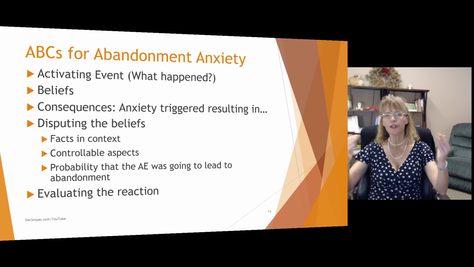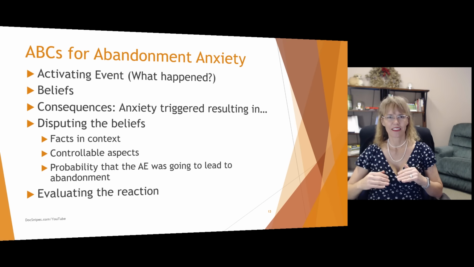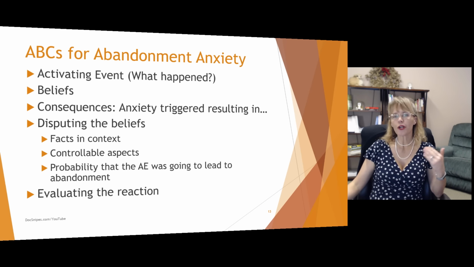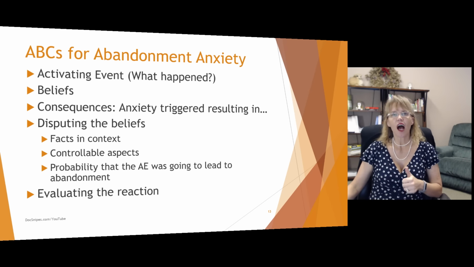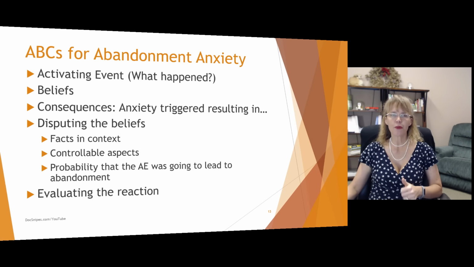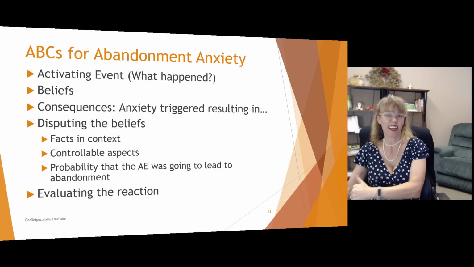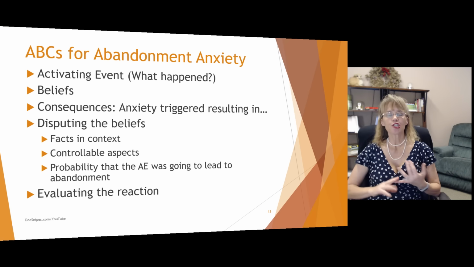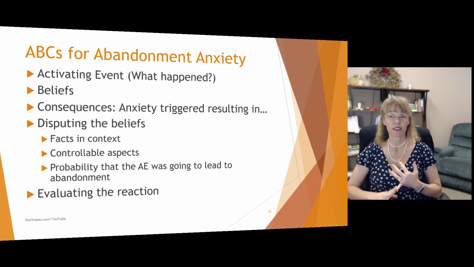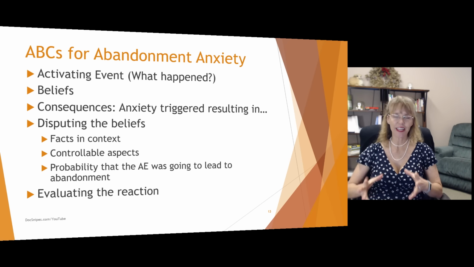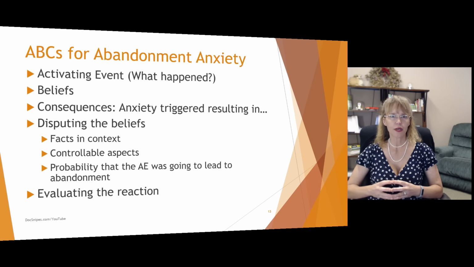Then you go back and dispute the beliefs. Some of them are going to be right sometimes. I'm not saying that they're wrong, but you want to examine them. What were the facts in context? If you had the belief that that meant that person hated you, okay, what are the facts in context? What are the controllable aspects of the situation? And what is the probability that the abandonment activating event was going to lead to abandonment?